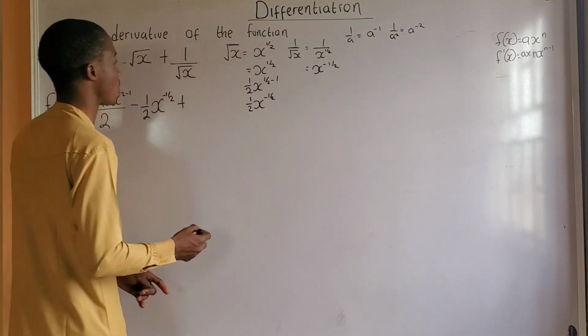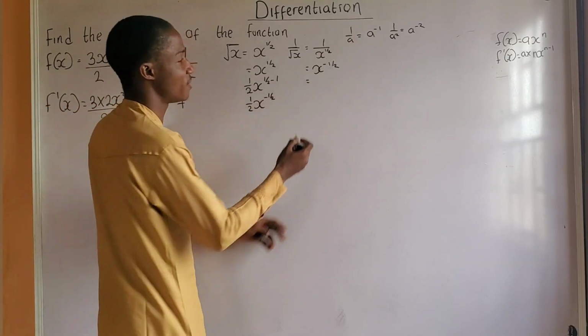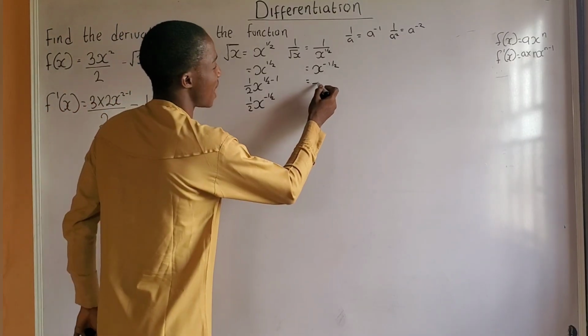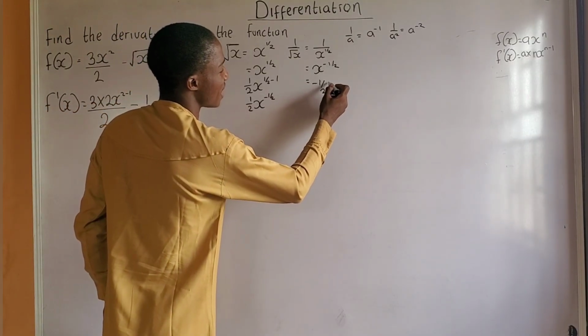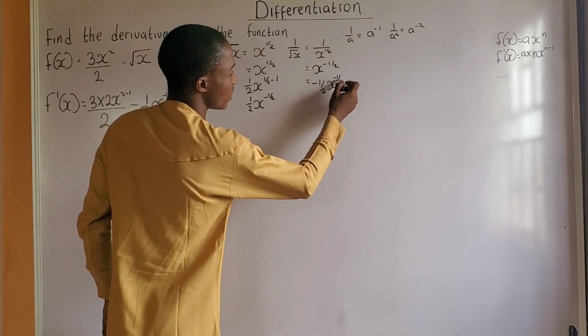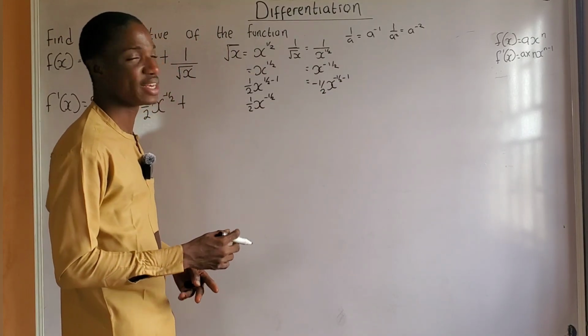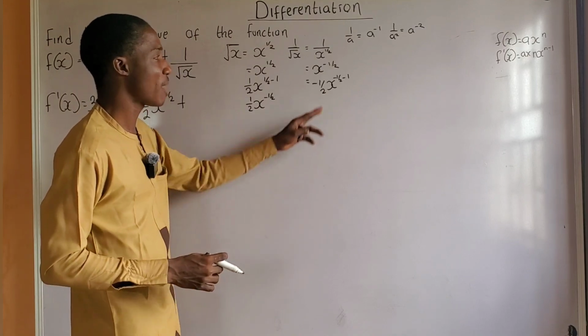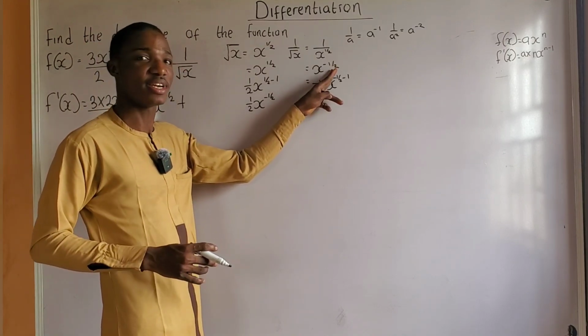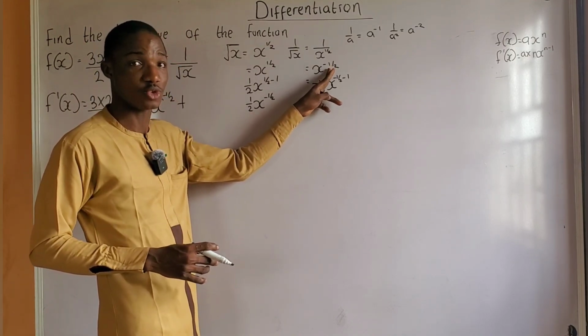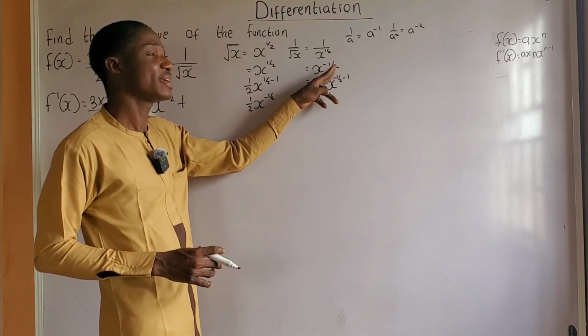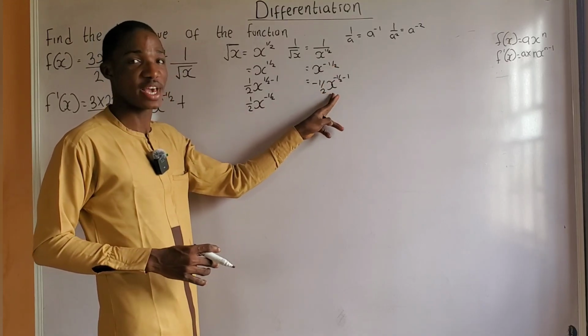So for this, if you want to differentiate this now, you're going to have minus 1 over 2 multiplied by x raised to the power of minus 1 over 2 minus 1. Do you understand? If you don't understand, listen to the explanation again. The power to which x is raised is negative 1 over 2. Do you understand? So now multiply this negative 1 over 2 by the coefficient of x.